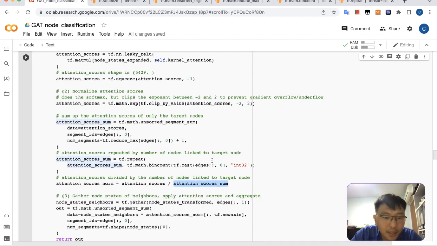Yeah, I guess this part just does, you need to repeat this attention scores sum. Because this is a certain fragment of it, then you need to repeat it for the number of times it occurs, I guess. Then you take this and divide by here.